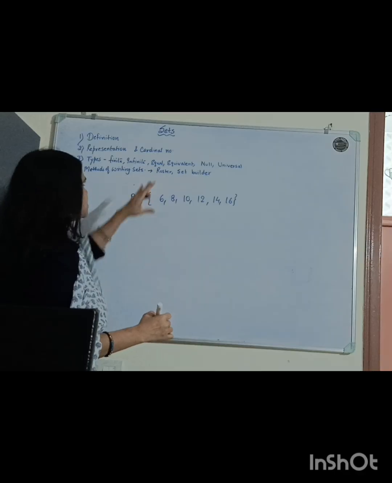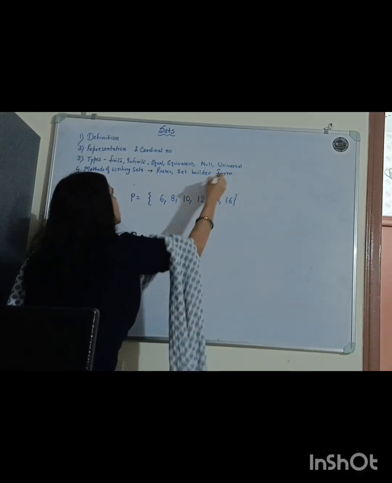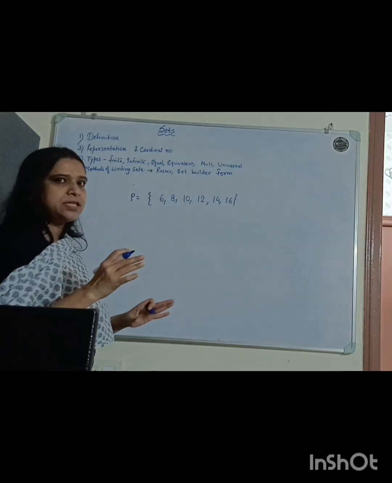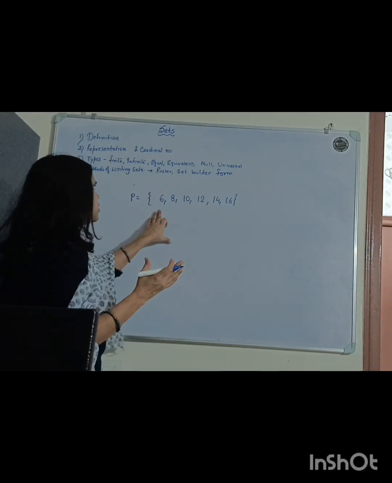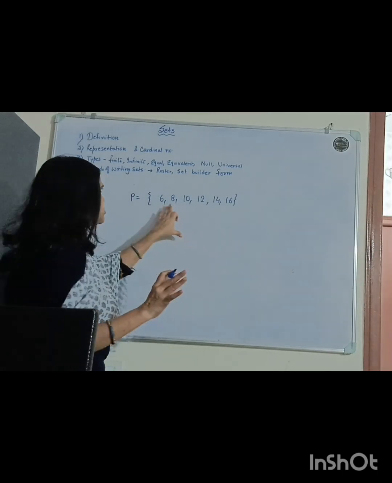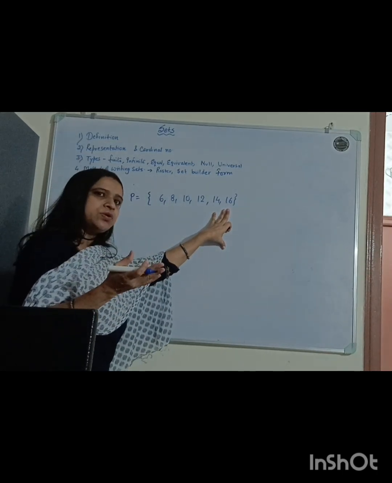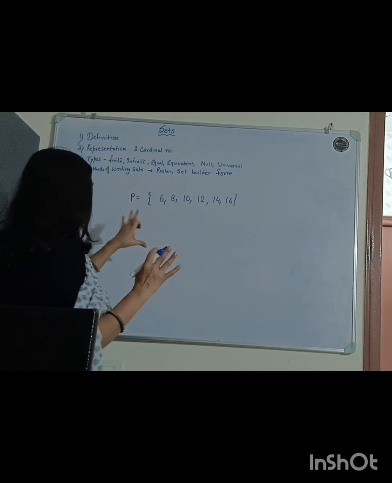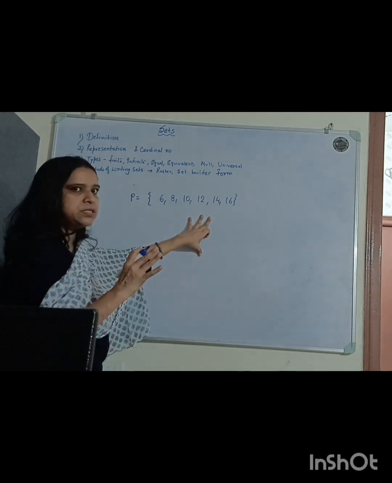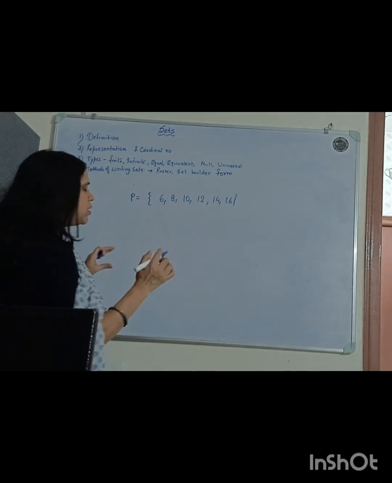So how can we write it in set builder form? We are just thinking about the characteristics. What is the exact characteristic of this set? See, all are even numbers, and they start from 6 and end at 16. You can think of other characteristics also, but the exact characteristics we are finding are that they are even numbers, starting with 6 and ending at 16. So how can you write it? You will write it like this.